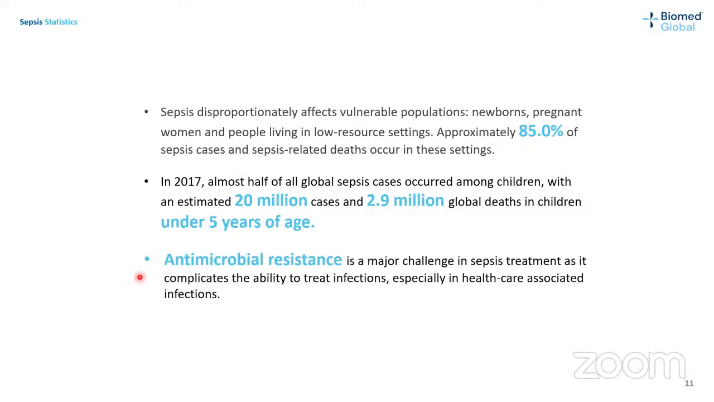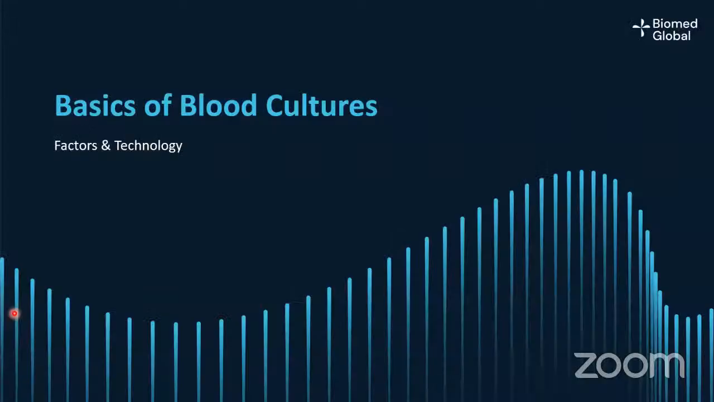AMR, or antimicrobial resistance, is a major challenge when it comes to sepsis treatment, as it complicates the ability to actually treat the infections, especially in healthcare-associated infections, where you would find all of your very, very resistant superbugs. So that's a bit on the statistics for sepsis.